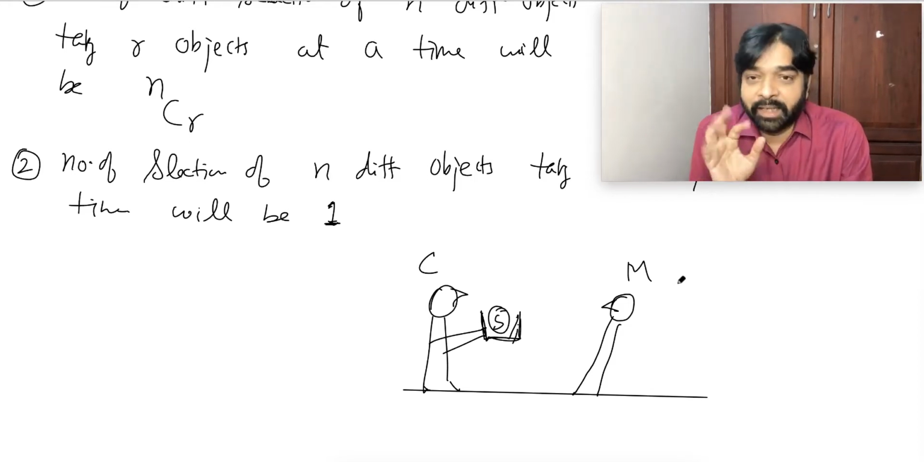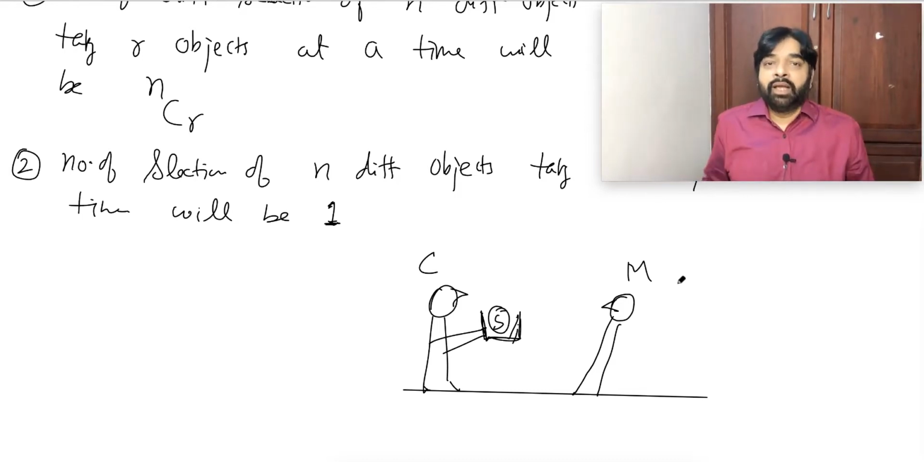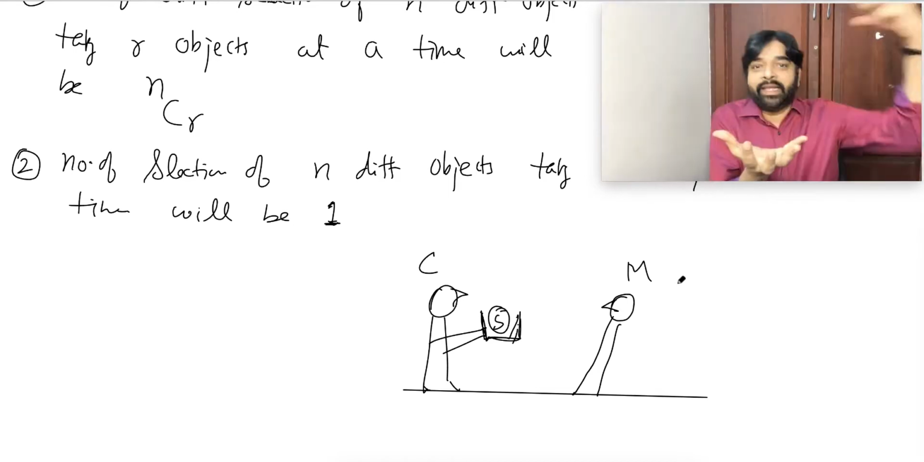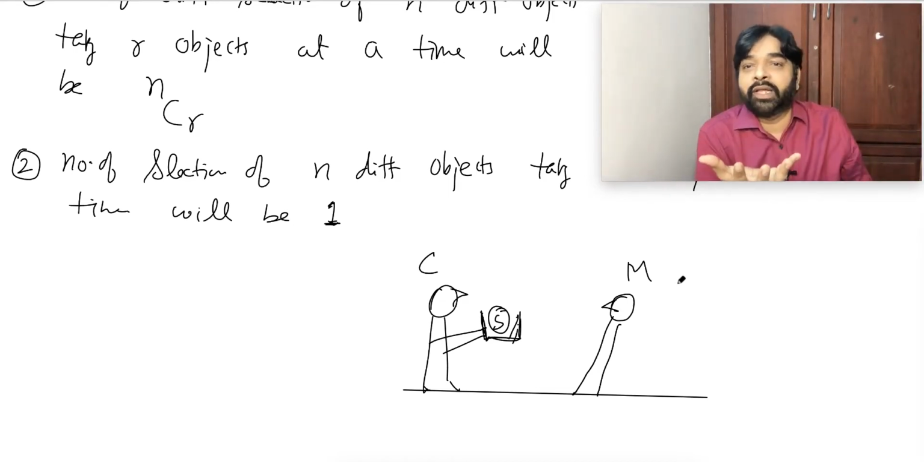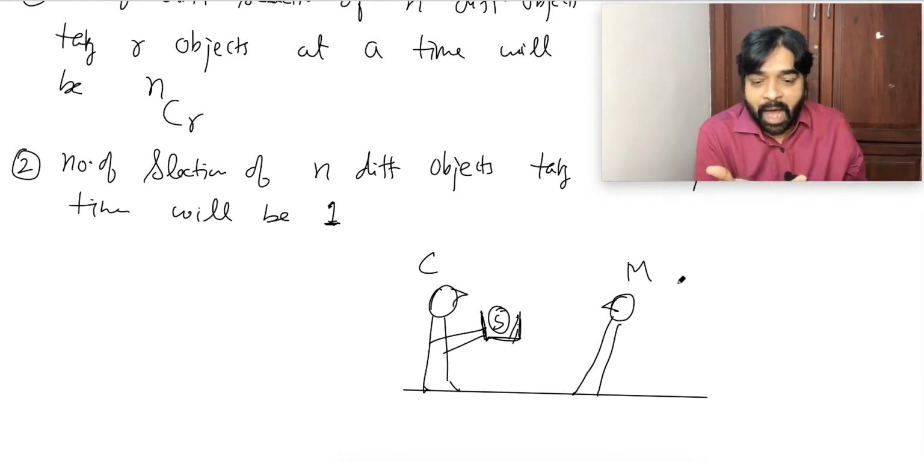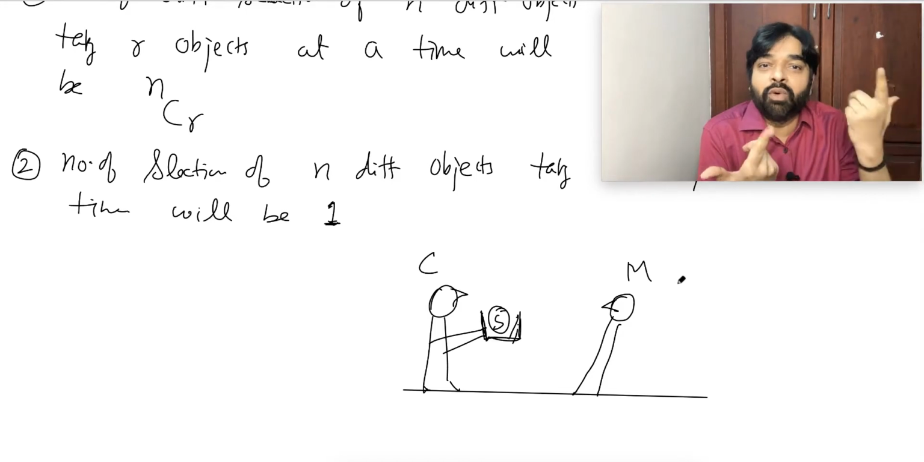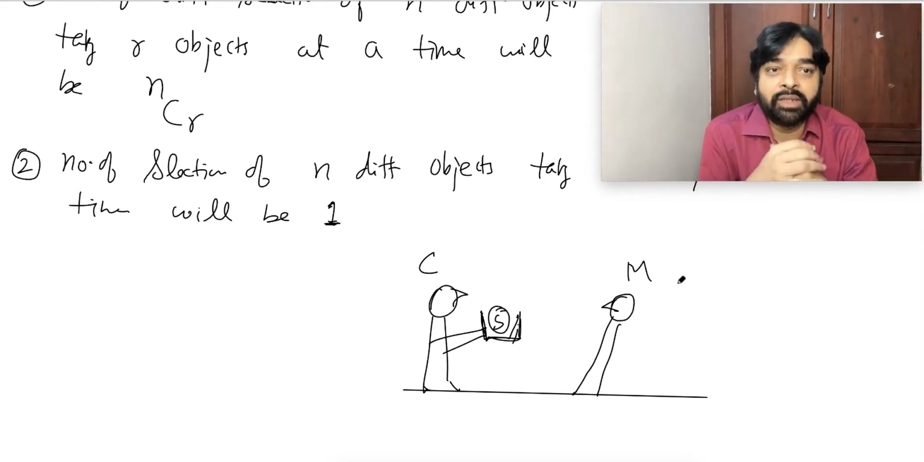By selection, if I say selection, what does it mean? They are sharing. One person is holding the things, the other person is taking them out. Suppose he is holding maybe 10 coins. Manku took 2 coins, so automatically 8 coins, who got them? Chanku got them.